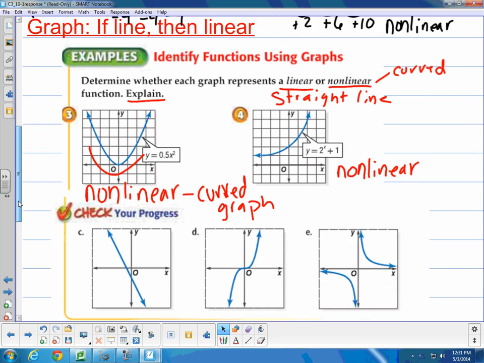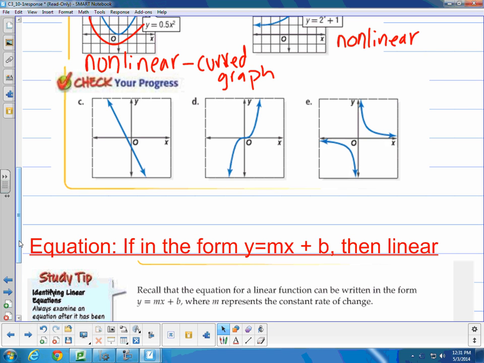Take a minute and pause your video and see if you can figure out if C, D, and E are linear or non-linear graphs. When you push play again, then you'll be able to find your answers.